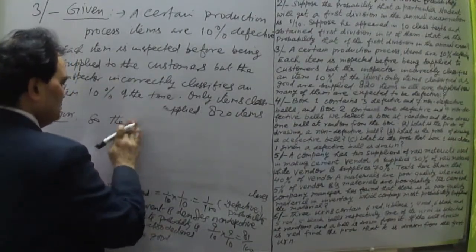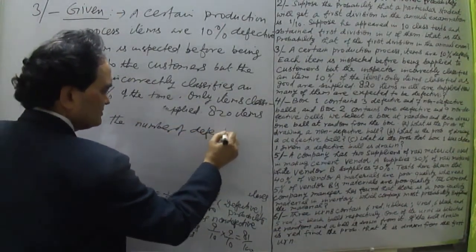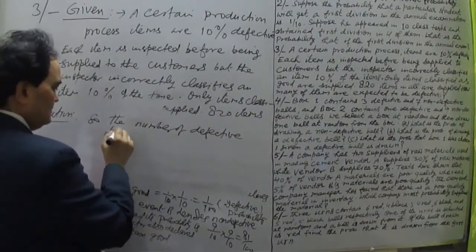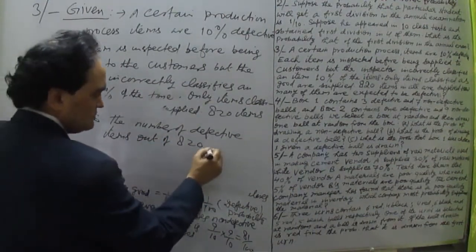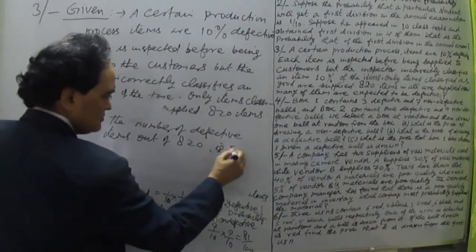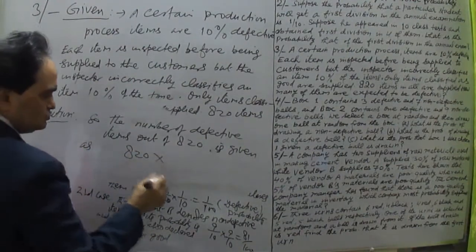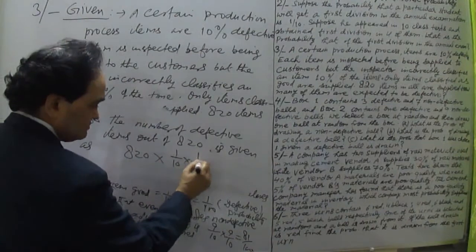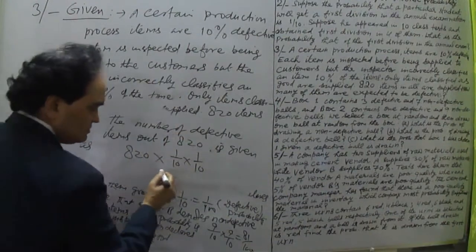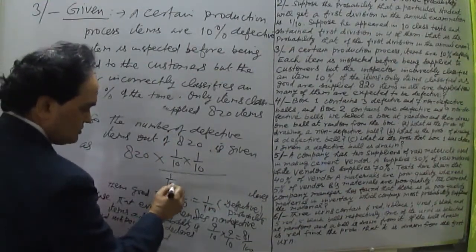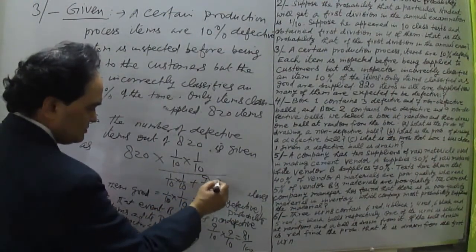So the number of defective items out of 820 is given as 820 into 1 upon 10. This is defective. We are finding out how many items of them are defective. This defective probability will come in the numerator, divided by the sum of these two: 1 upon 10 plus 9 upon 10 into 9 upon 10.